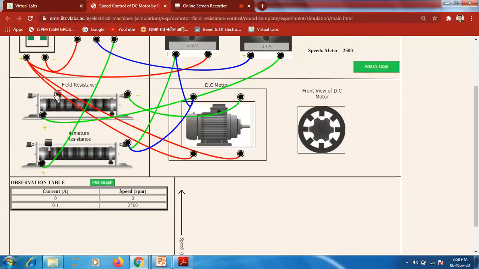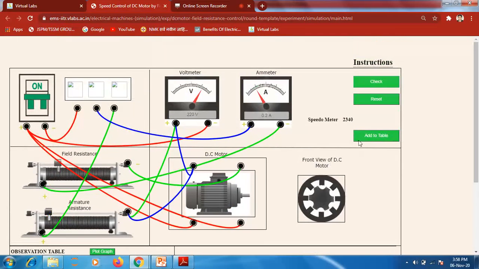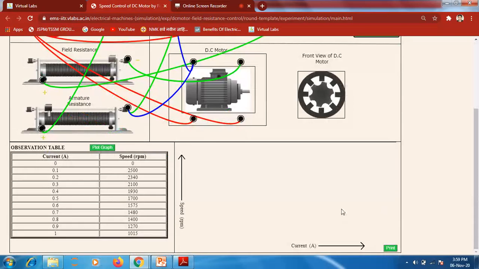Next one, the speedometer shows the RPM is 2340. Add to the table. In this way, we have to follow all the steps. Add to the table. Then add to the table. This is the fifth reading. In this way, we have to continue readings till the last 10th reading.